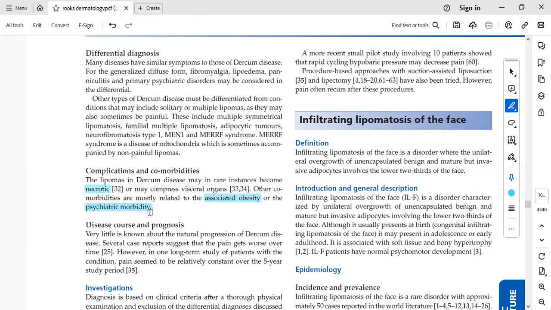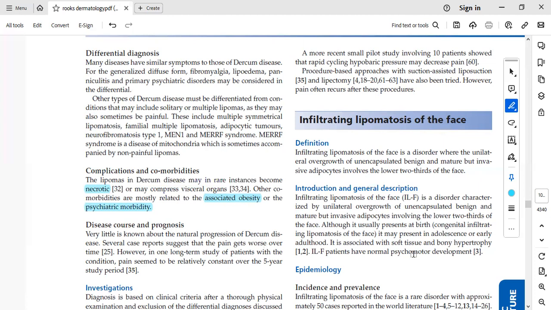The disease course and prognosis: the natural progression of Dercum disease is very little known. Several case reports suggest the pain gets worse over time. However, in one long-term study of patients with the condition, pain seemed to be relatively constant over the 5-year study period.